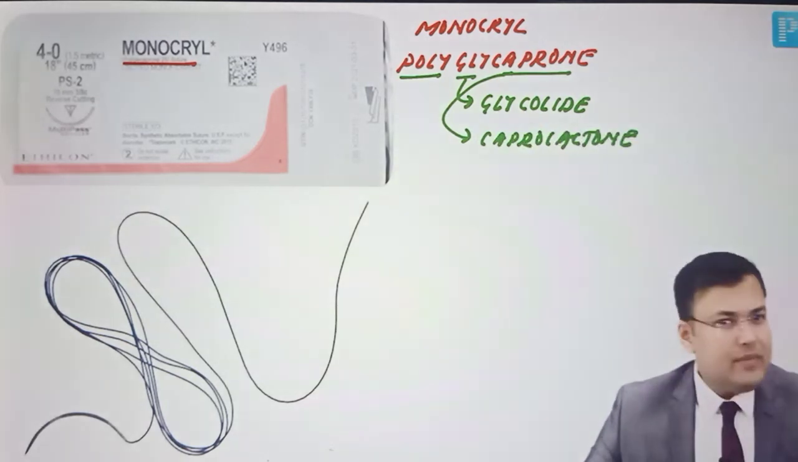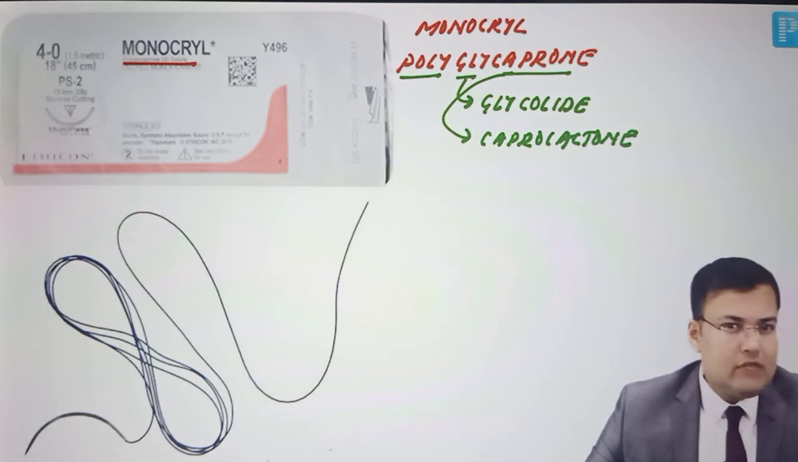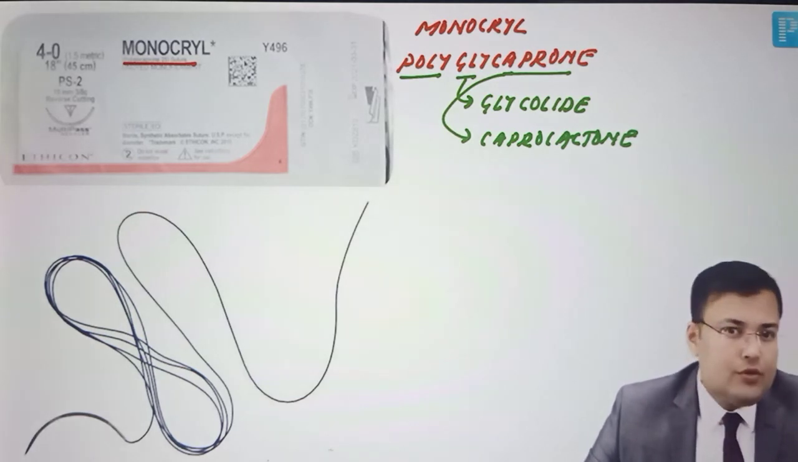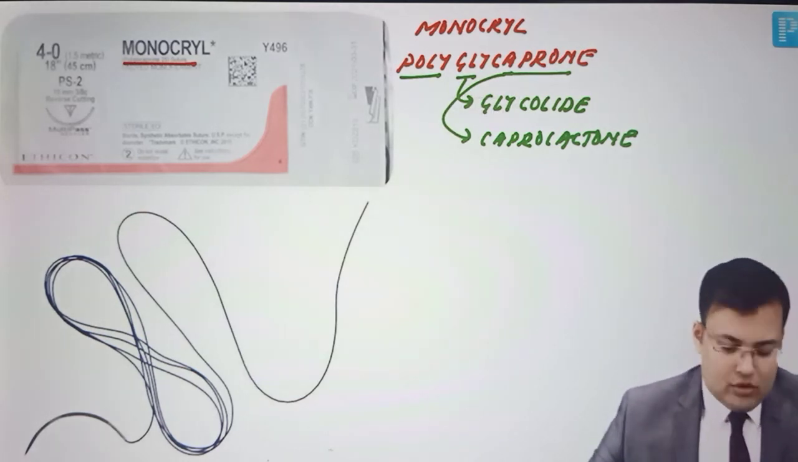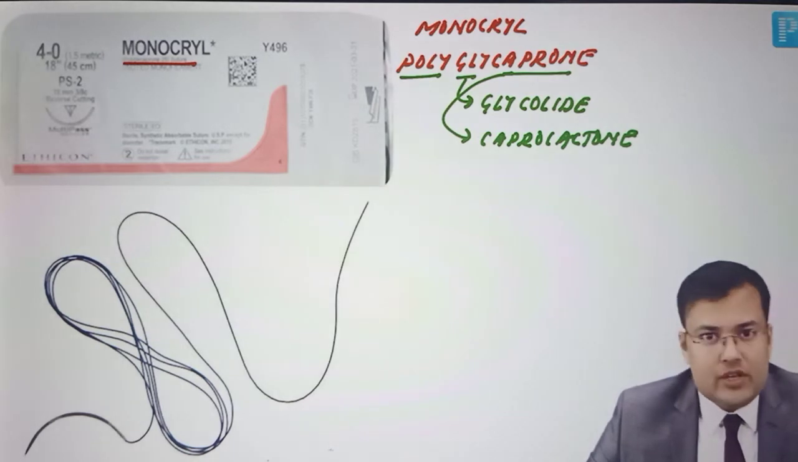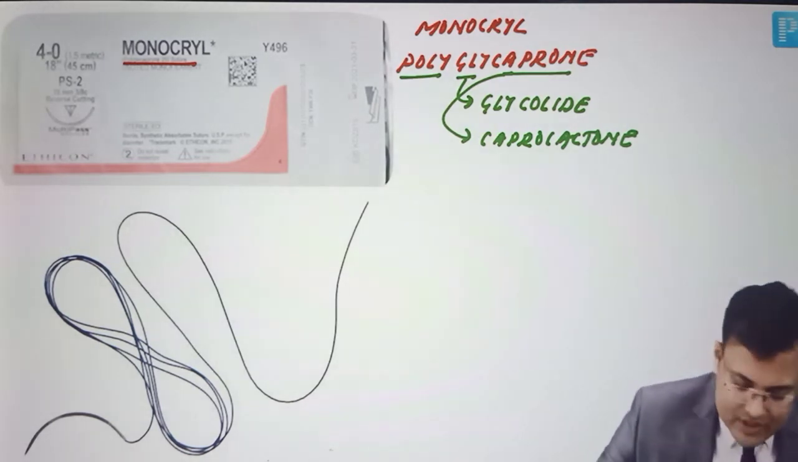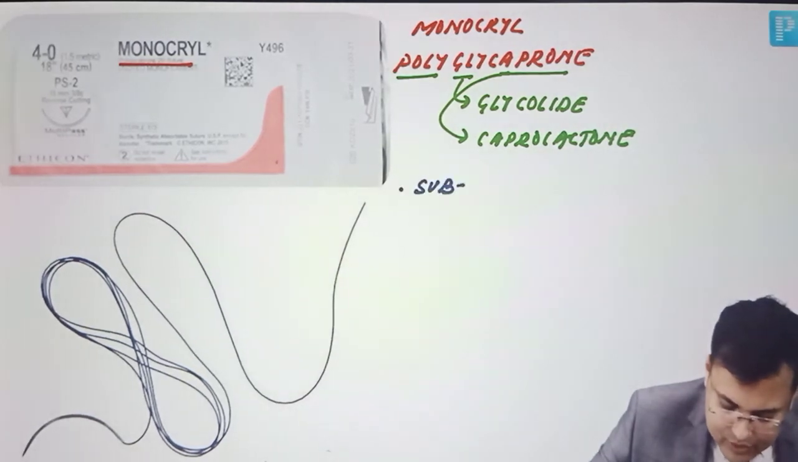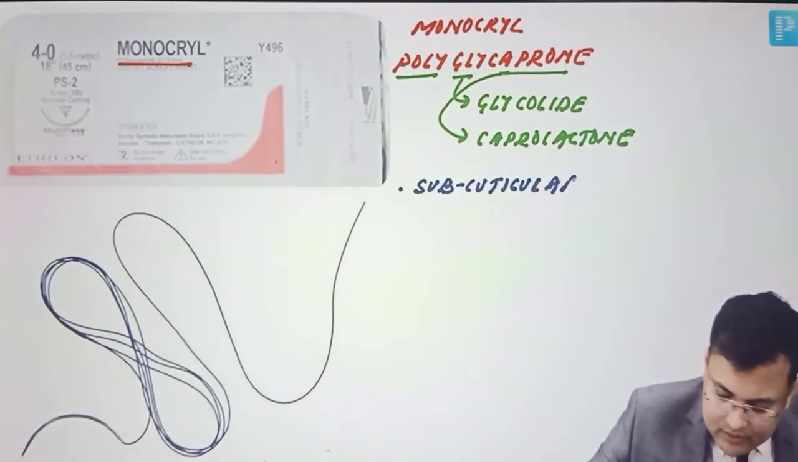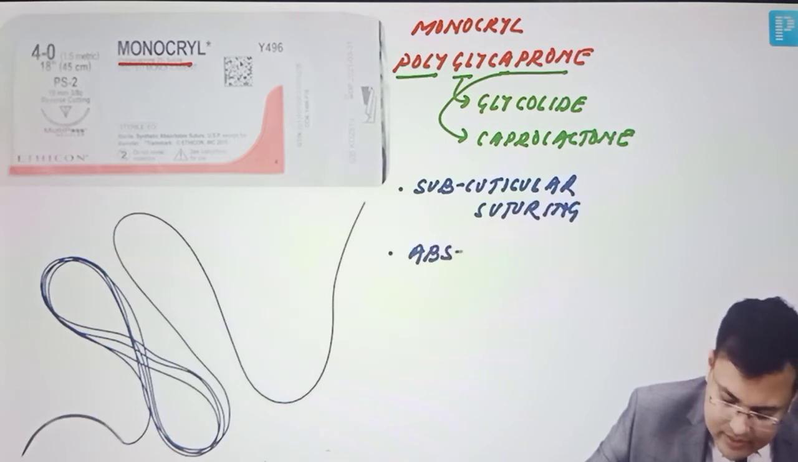Clear? This was an image-based question asked in AIIMS. And what was the question? Which of the following sutures is used for subcuticular suturing? So this is the suture which is used for subcuticular suturing, and this Monocryl is absorbed in 90 to 120 days. So two important points: it is used for subcuticular suturing, and it is absorbed in 90 to 120 days.